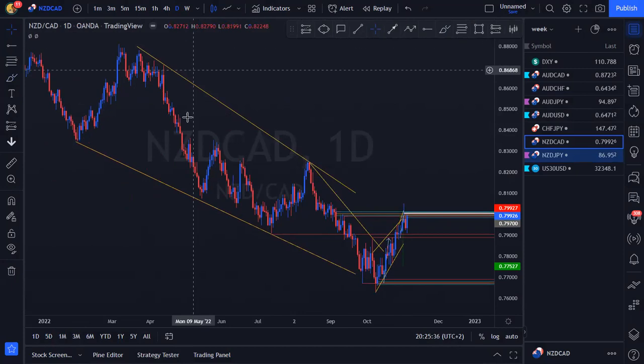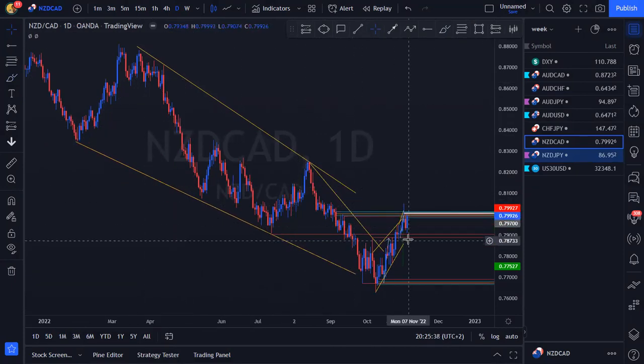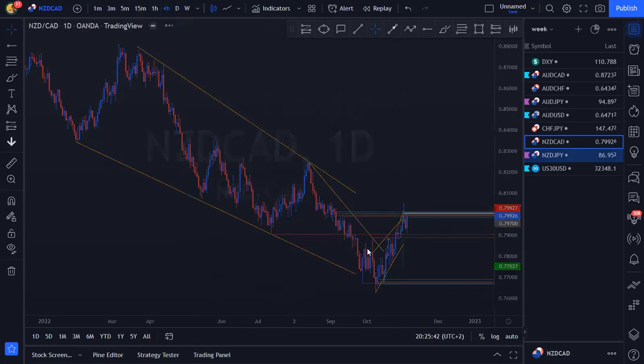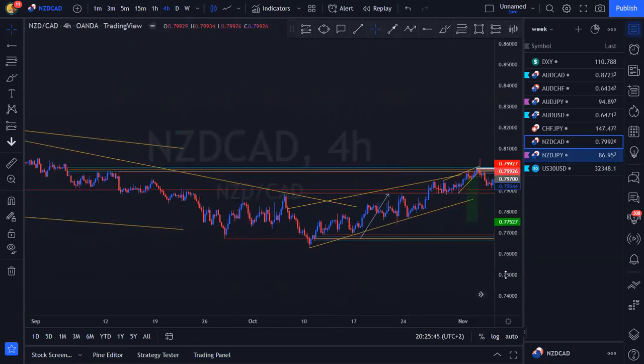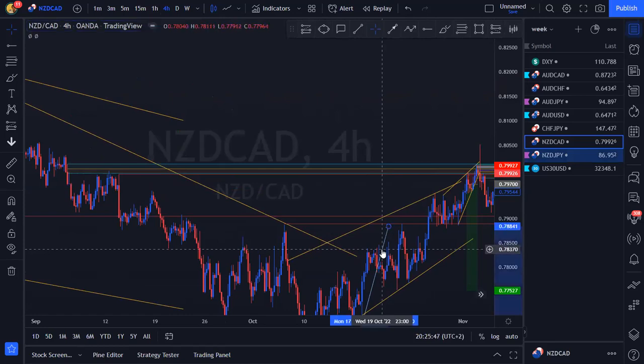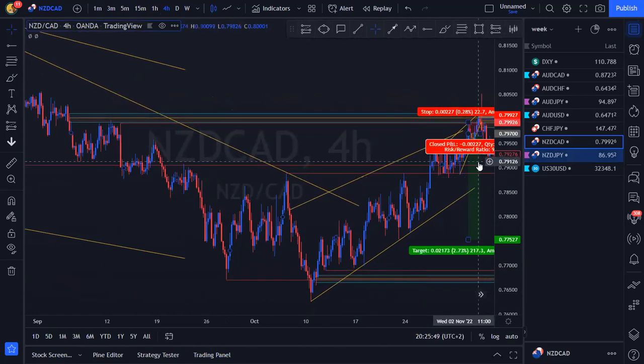So on New Zealand dollar CAD, we were basically in a descending structure on the higher time frame. We were looking for longs, right? But nonetheless, let's just focus on the most recent price action because that's what we were doing. Okay, this is old analysis, looking for those buys. Just delete this.